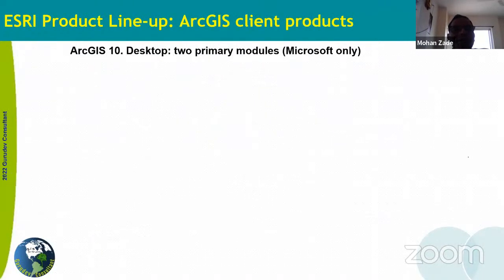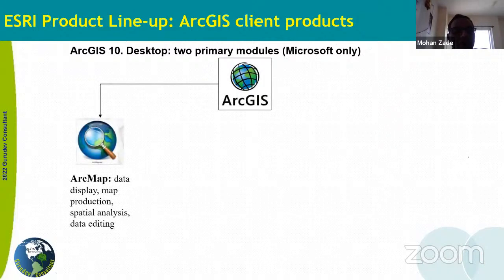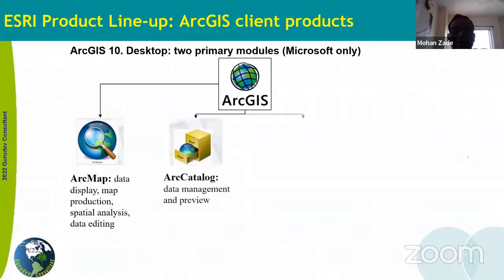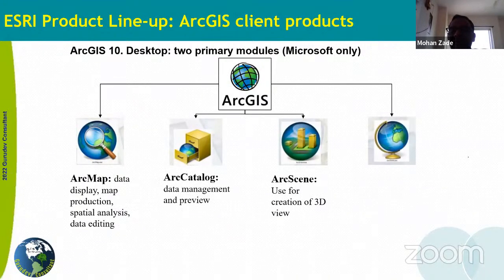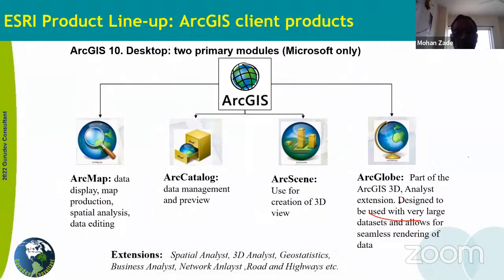ArcGIS Desktop has primary modules like ArcMap, ArcCatalog, ArcScene, and ArcGlobe. ArcMap is to display maps and produce analysis. ArcCatalog is like a file explorer where you can see your GIS files. ArcScene is used for the creation of 3D views. ArcGlobe is used for 3D as well as 3D calculations. It also comes with different analysis extensions like Spatial Analyst, 3D Analyst, Business Analyst, and Network Analyst. So different applications have different extensions.